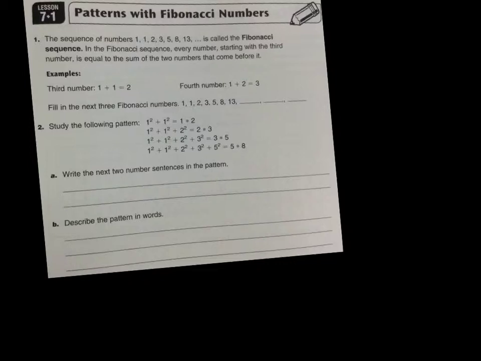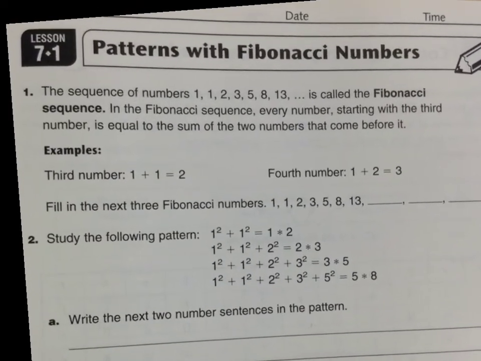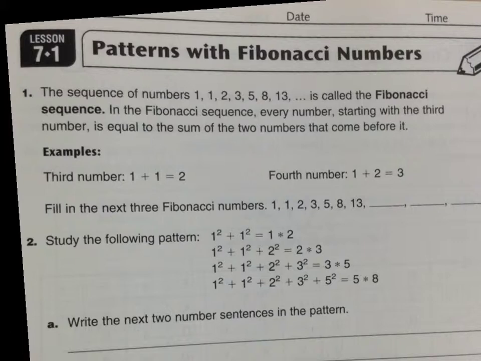A Fibonacci sequence, let's look at the page here, it adds the numbers as you're counting them. For example, 1 plus 1 is 2. 1 plus 2 is 3. 2 and 3, that's 5. 3 and 5, 8. 5 and 8, 13. What would be the next number?